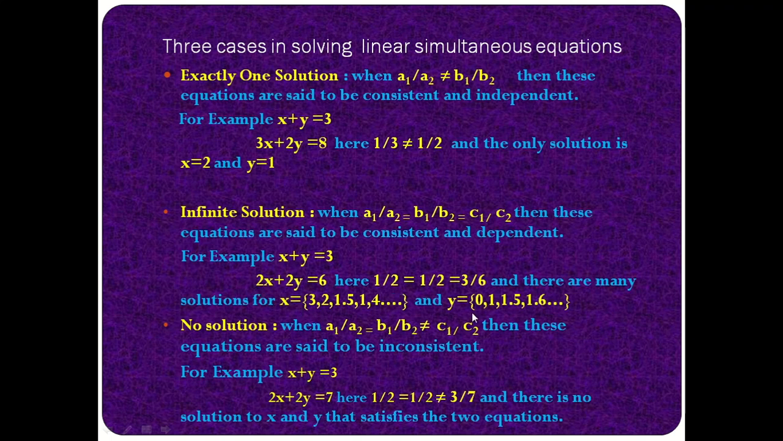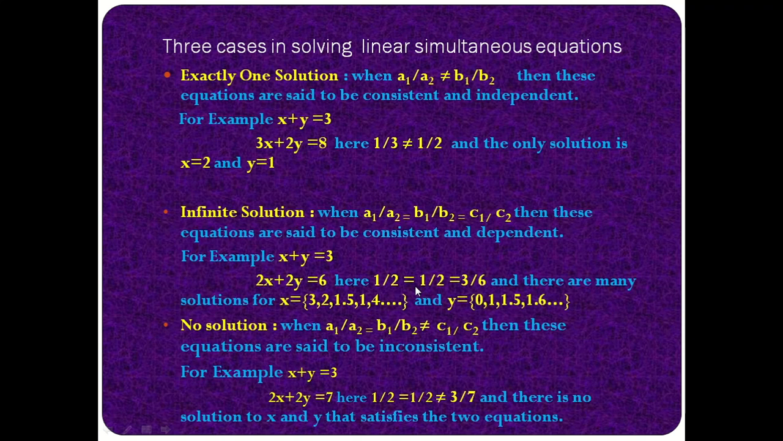We are substituting 3 and 0: 2 into 3 is 6, plus 2 into y, 0, so 6 plus 0 is equal to 6. With 2 and 1: 2 into 2 is 4, 2 into 1 is 2, 4 plus 2 is equal to 6. So these simultaneous equations have infinite solutions.